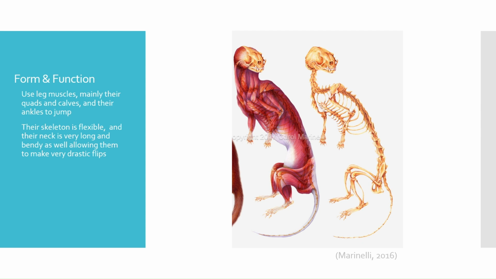Their flexible skeleton, specifically their spine, allows them to be able to do dramatic curves from their body in the air. Another thing that helps them is their neck, which is much more elongated and flexible than another similar animal known as the weasel.